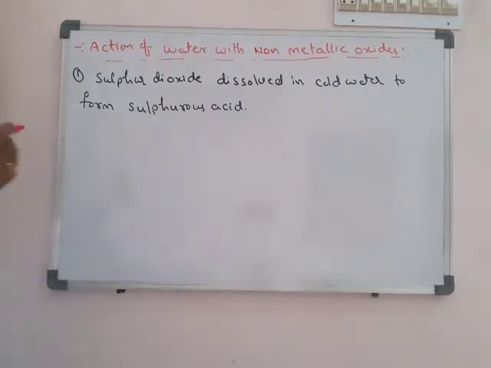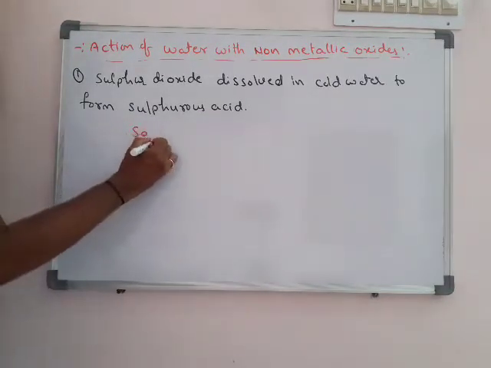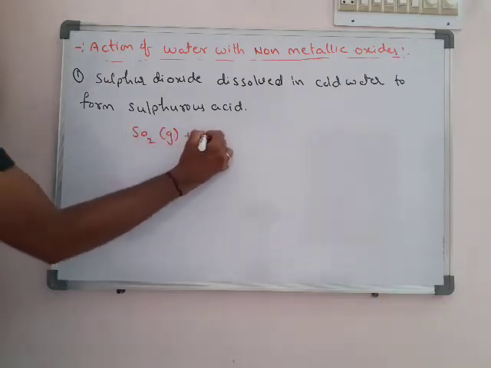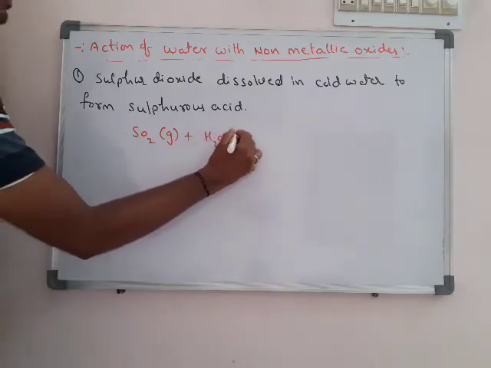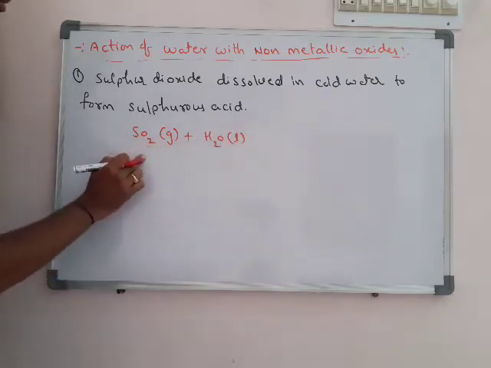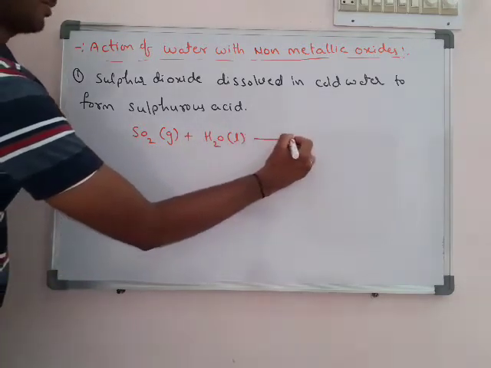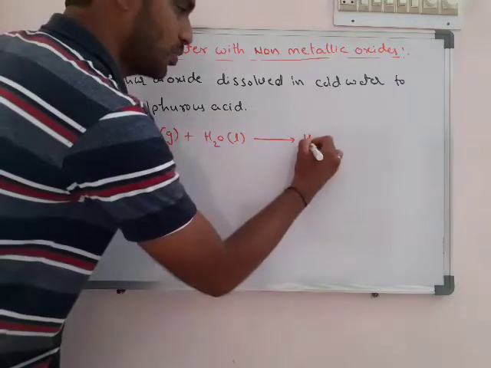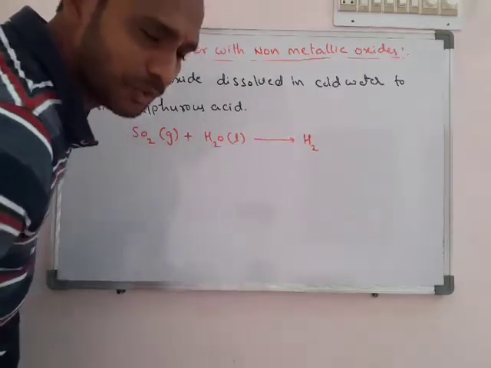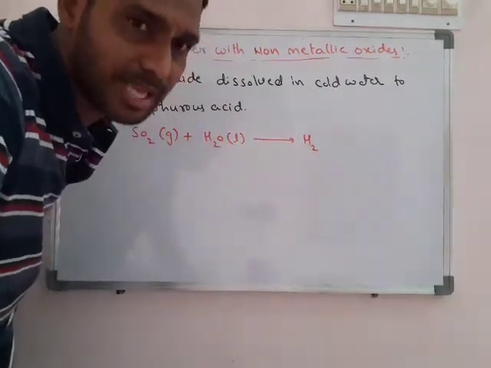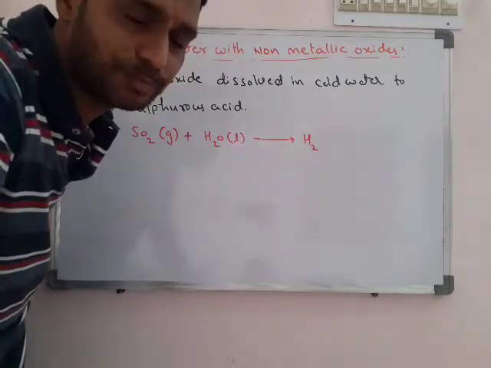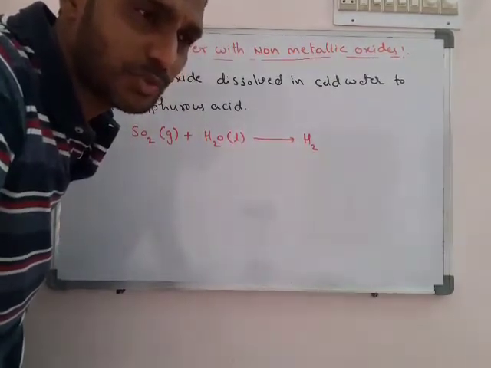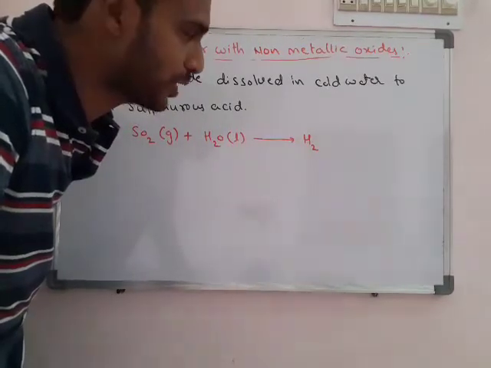The equations are very important. SO2 is a gas. Water, we know, is in liquid state. So the formed product is sulfurous acid. Already we know sulfuric acid, already we know the names of different acids and different bases. We have given the list of acids and bases to you. So sulfurous acid means H2SO3.